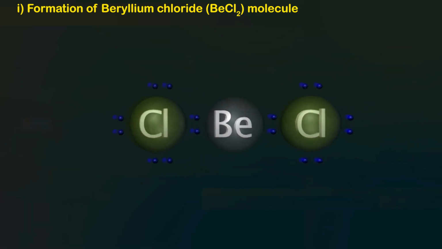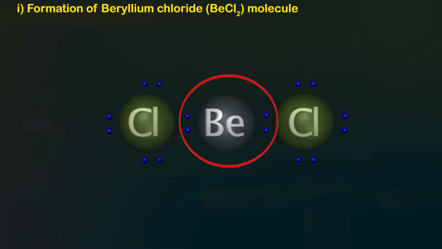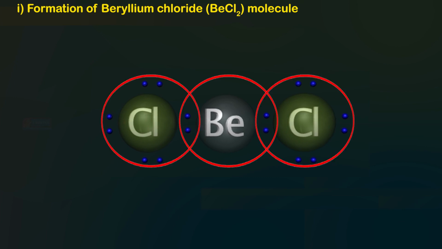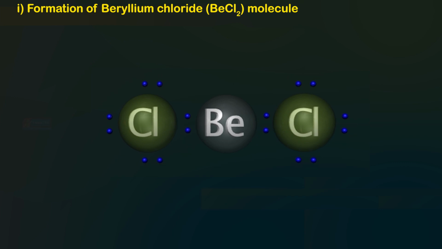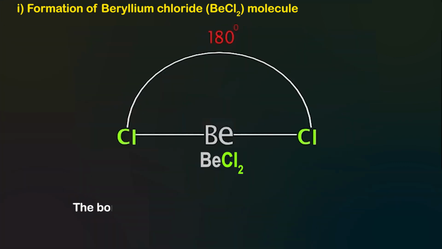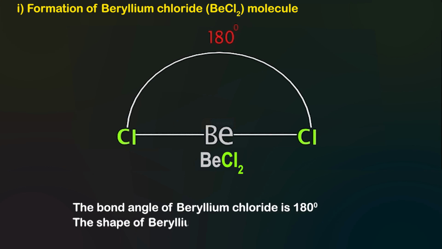In beryllium chloride molecule, around the nucleus of the central atom, that is beryllium, there are 2 bond pairs of electrons with no lone pair of electrons. The bond angle of beryllium chloride is 180 degrees. The shape of beryllium chloride molecule is linear.